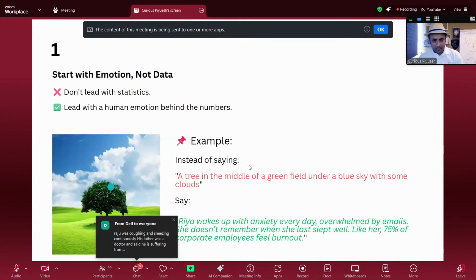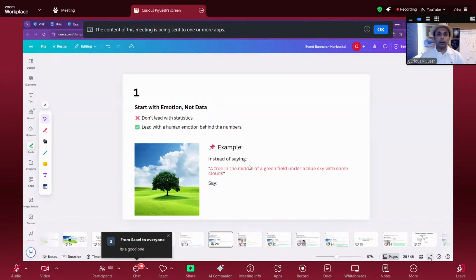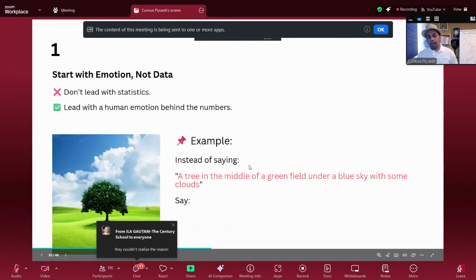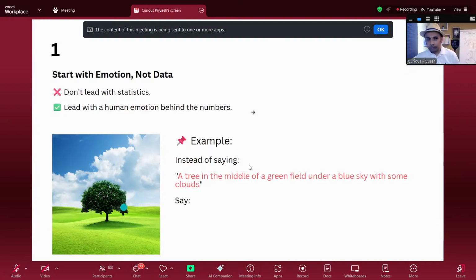Maybe let's try this out. I'm sorry, I have copied this only. I missed mentioning it here. Can anyone now tell me the same tree picture being told in this format? So, start with emotions and not data. What could be an example for this tree format? Drop it in the chat.